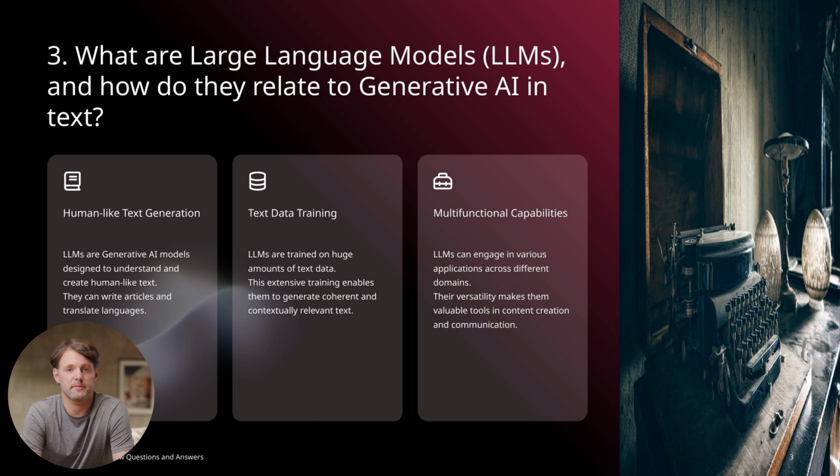The next question is, what are large language models, LLMs, and how do they relate to generative AI in text? The answer is, LLMs are generative AI models designed to understand and create human-like text. They are trained on huge amounts of text data and can perform tasks like writing articles, translating languages, and answering questions coherently. For example, ChatGPT and Google's Gemini are examples of LLMs that can generate text.